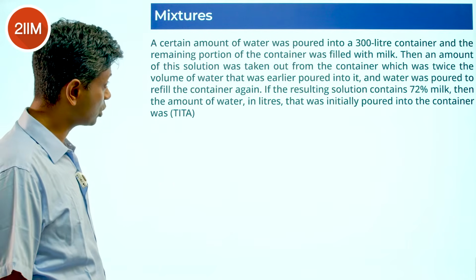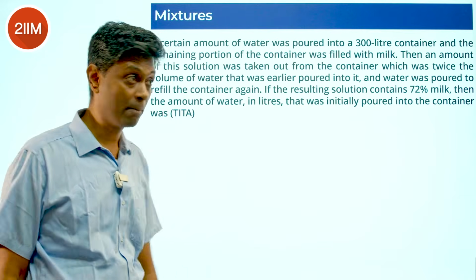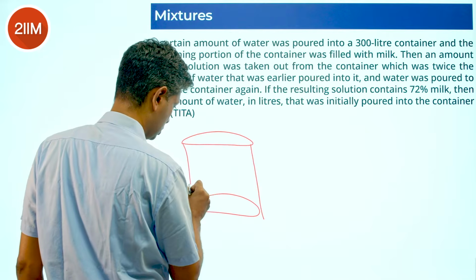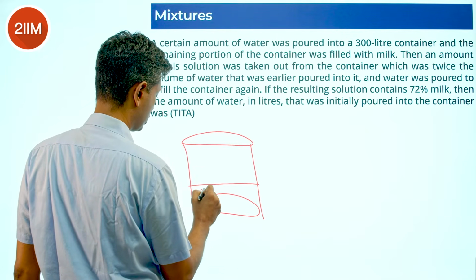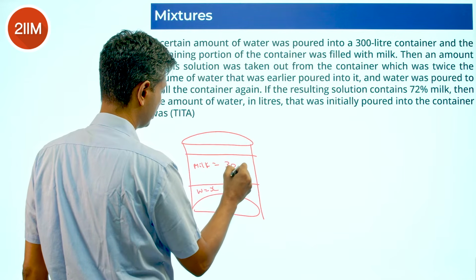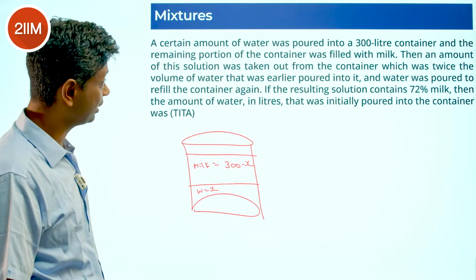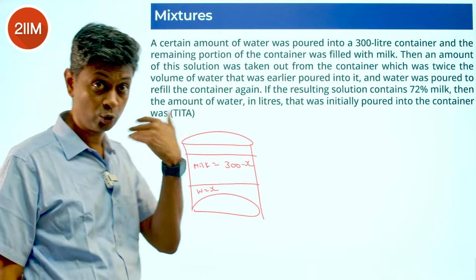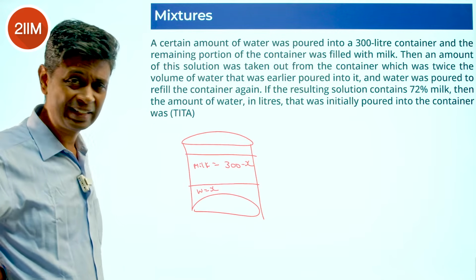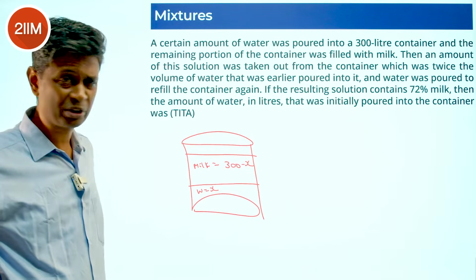A certain amount of water was poured into a 300 liter container, and the remaining portion of the container was filled with milk. So milk and water. So water is equal to x, milk is 300 minus x. Then an amount of the solution was taken out from the container, which was twice the volume was earlier poured into it, and the water was poured to refill the container again. The resulting solution contains 72% milk.